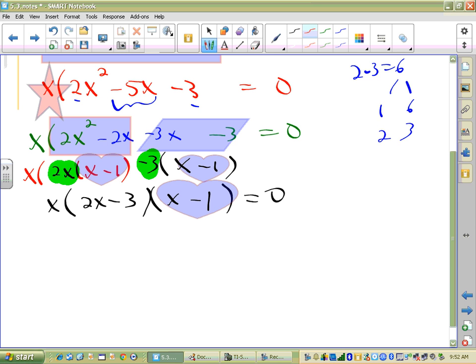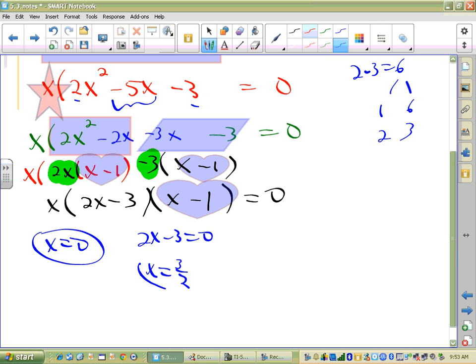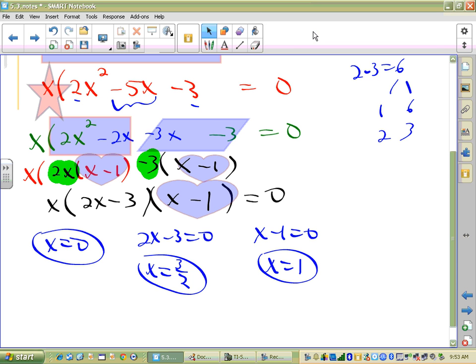Okay? So from all that, we can see that x equals 0, one solution. 2x minus 3 equals 0 gives us x equals 3 halves, a second of 3 solutions. X minus 1 equals 0 gives us that x equals 1, the third of our 3 solutions. Okay? More than one way to the Eastwood Mall. You're going to love this.